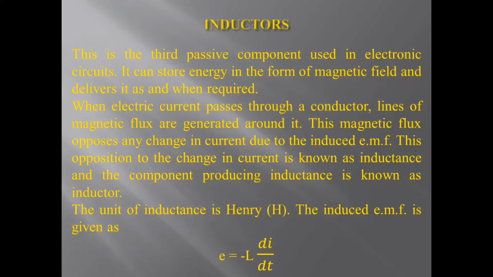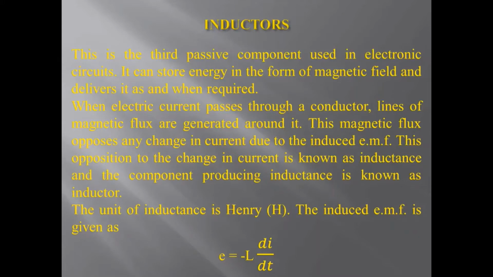The induced EMF is given by E = -L di/dt, where E is the induced EMF, L is the inductance, di/dt is the rate of change of current, and the minus sign indicates the opposition, which produces the inductance.